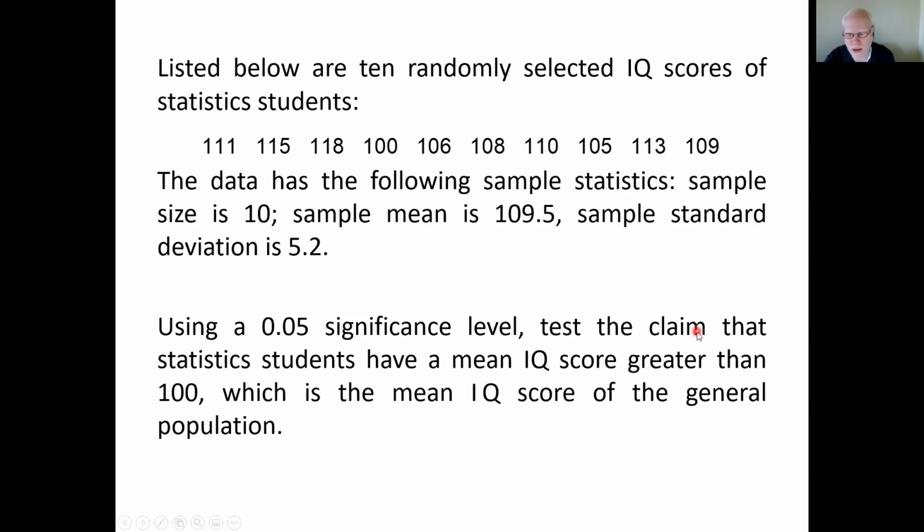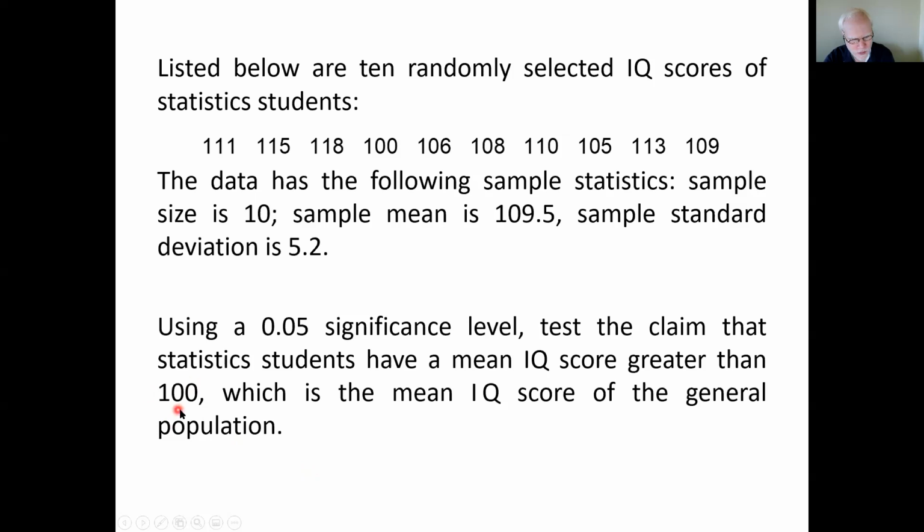All right, so let's try an example, and hopefully this will make it a little bit more clear. So listed below are 10 randomly selected IQ scores of statistics students. So here they are. The data has the following sample statistics. Sample size is 10. Sample mean is 109.5. Sample standard deviation is 5.2. Using a 0.05 significance level, test the claim that statistics students have a mean IQ score greater than 100, which is the mean IQ score of the general population.